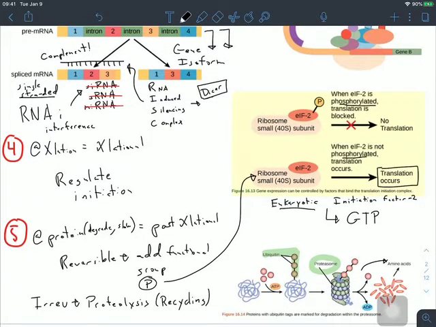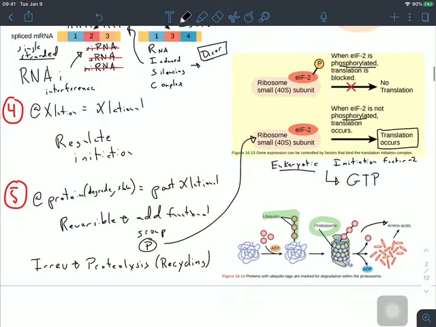Translational can control where we want to either temporarily shut down or ramp up processes of translation across the cell with methods like the eukaryotic initiation factor 2 and GTP. And last but not least, our method of reversibly post-translationally adjusting protein function or recycling proteins in an irreversible proteolysis reaction headed by ubiquitination.